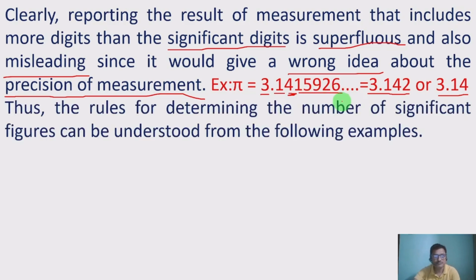This is an example, and thus the rules for determining the number of significant figures can be understood from the following example. There are 5 rules, set for considering the significant figures, because here we need to know what digits are to be considered, what are not, and how many significant figures are taken from a particular number. Based on these rules we take the significant figures.